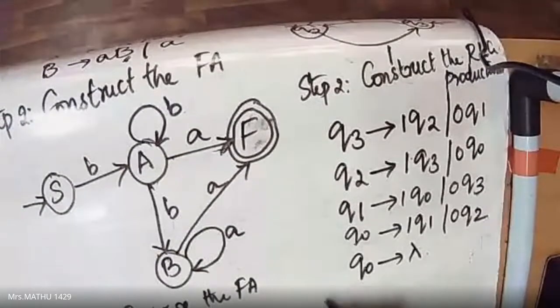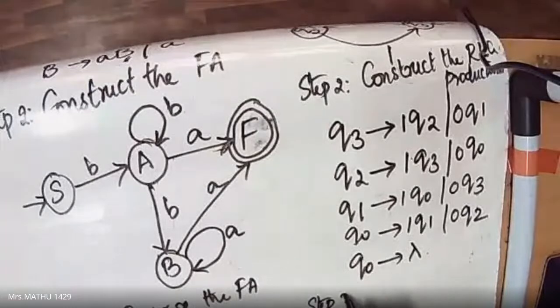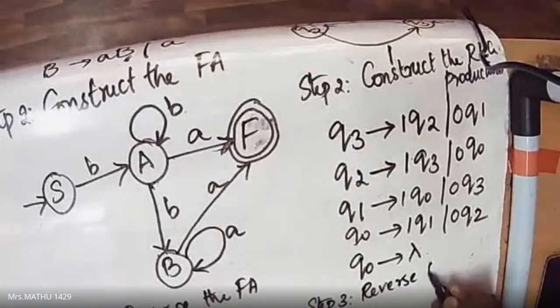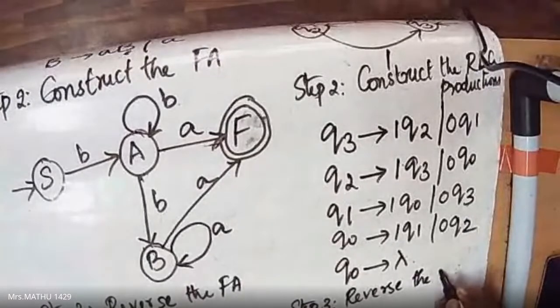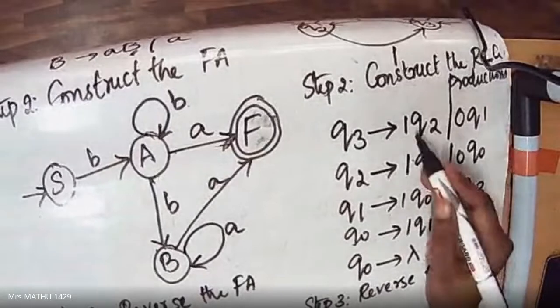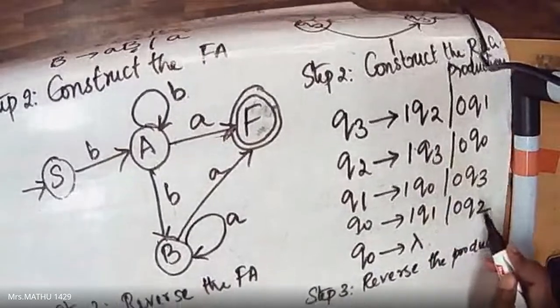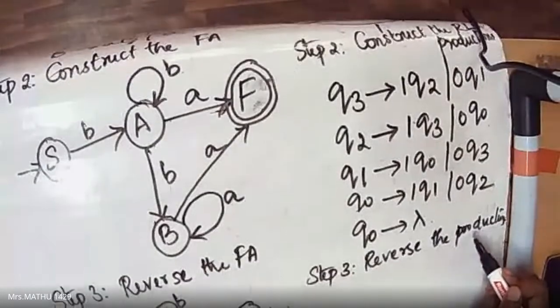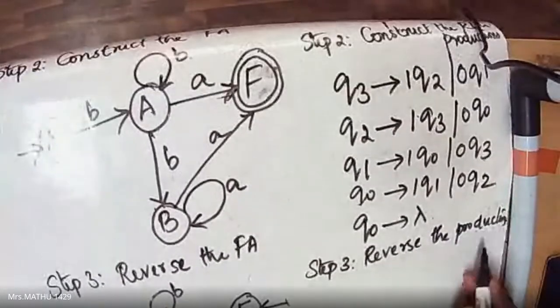So now what is step 3? What is the next step? We have to reverse the productions. In the previous step, we constructed the right linear grammar productions. From this, we need to reverse it to get the left linear grammar. So how will you do that?